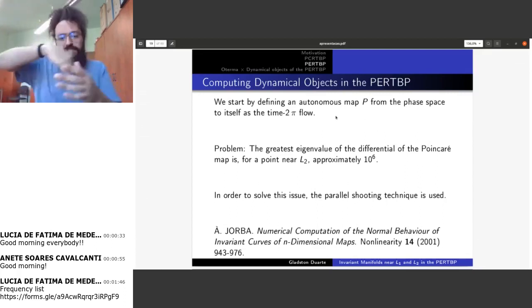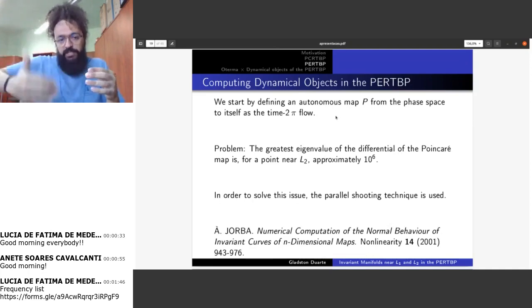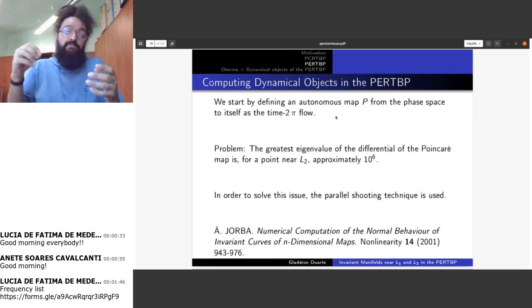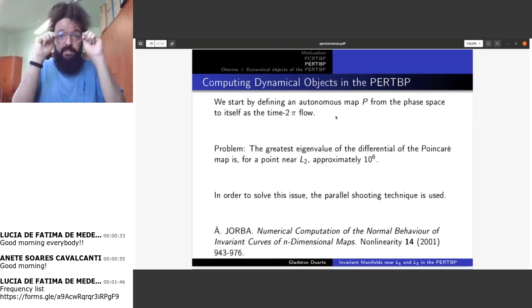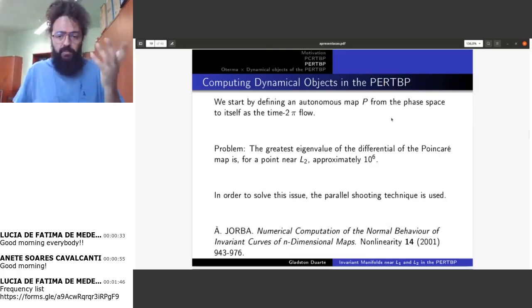that repeats itself. Okay, so whenever we define, for instance, a flow from the time section 0, we define an autonomous map, and then we reduce our system to 4 dimensions. So let's see if it helps. The biggest problem here is that this system around L2 and L1 is incredibly unstable.